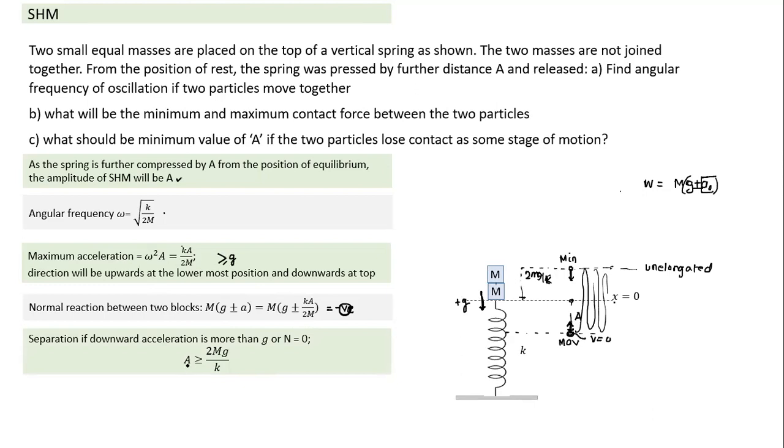If amplitude is greater than or equal to 2mg by k, separation will take place. And this is something you can understand from the figure also. That's the condition.